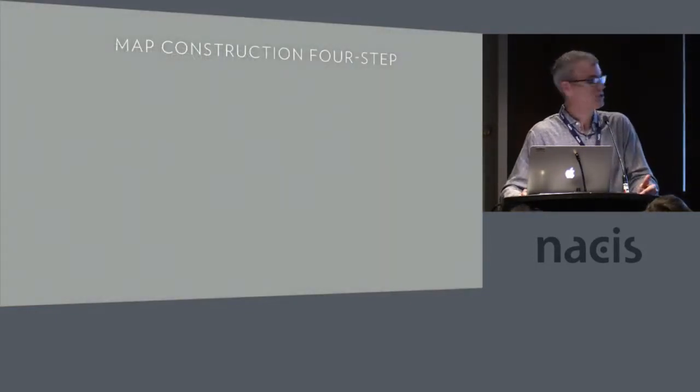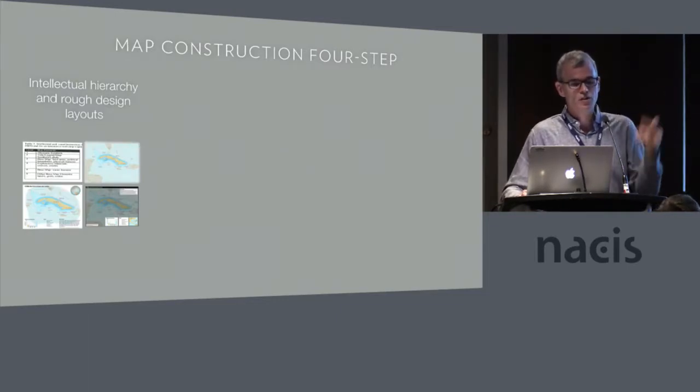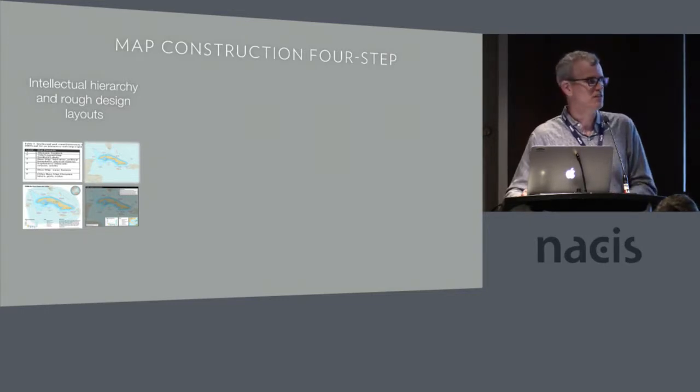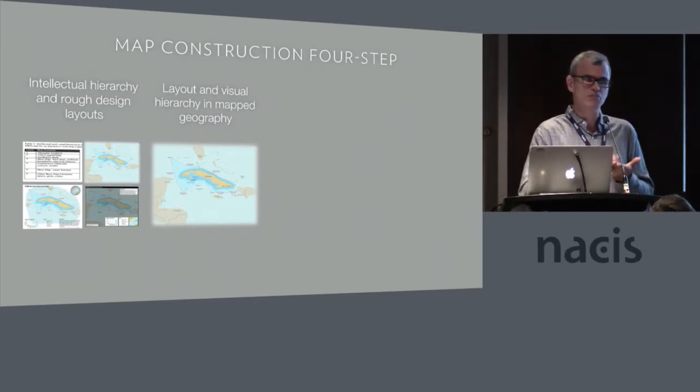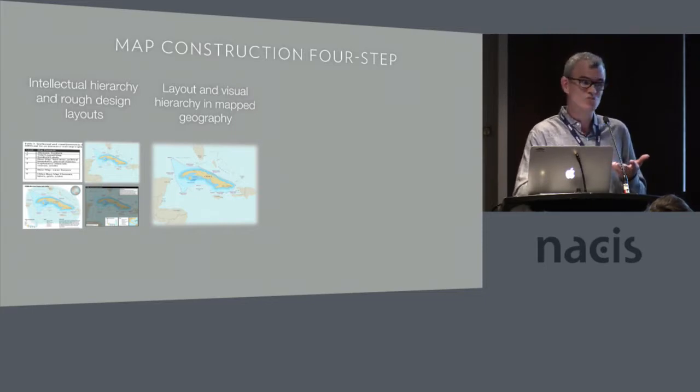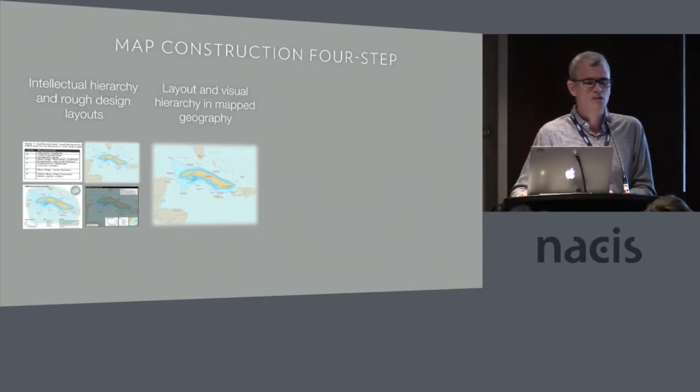So I like to call it the map construction four-step. You start with your intellectual hierarchy, your rough designs. That's like conceiving your map and organizing everything really nicely ahead of time before you dive in. Then you have the layout and visual hierarchy of your map geography. The layout of the map geography is really projection, scale, and cropping. You don't have much else going on in a static image. In an interactive slippy map, pan and zoom, you have a lot more going on. You don't really even have layout for that, but you do have your visual hierarchy at every zoom scale.